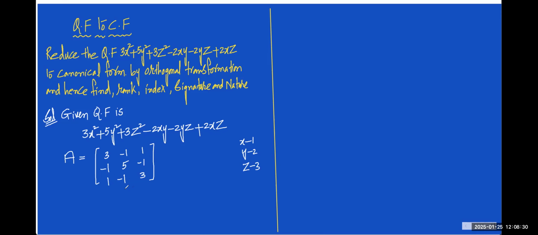This is the matrix. A 2 marks question is also possible: simply a quadratic form is given and you are asked to convert it into matrix form, or we can say symmetric form. Quadratic form to symmetric form.